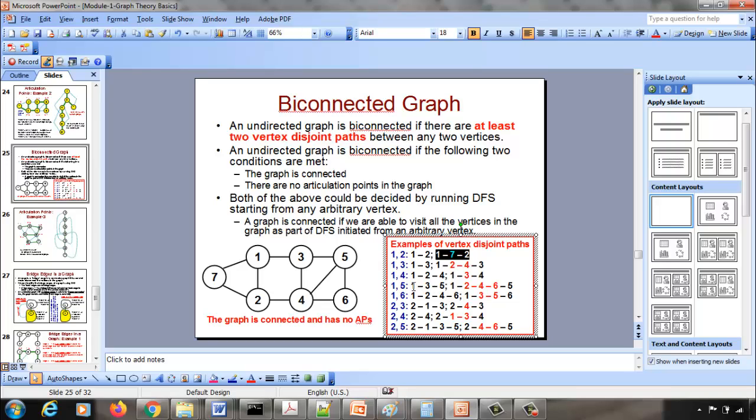So the intermediate vertices in one path are not part of the other path. So for example between 1 and 5, 1, 3, 5 is a path, 1, 2, 4, 6, 5 is a path, and 2, 4, 6 are not part of the first path, 3 is not part of the second path. So they are vertex disjoint paths. So there are at least two vertex disjoint paths between any two vertices in the graph.